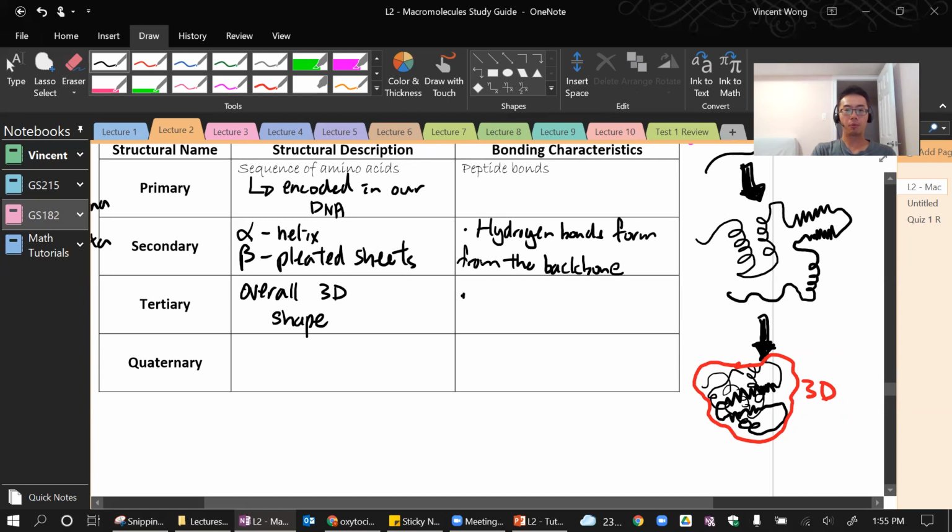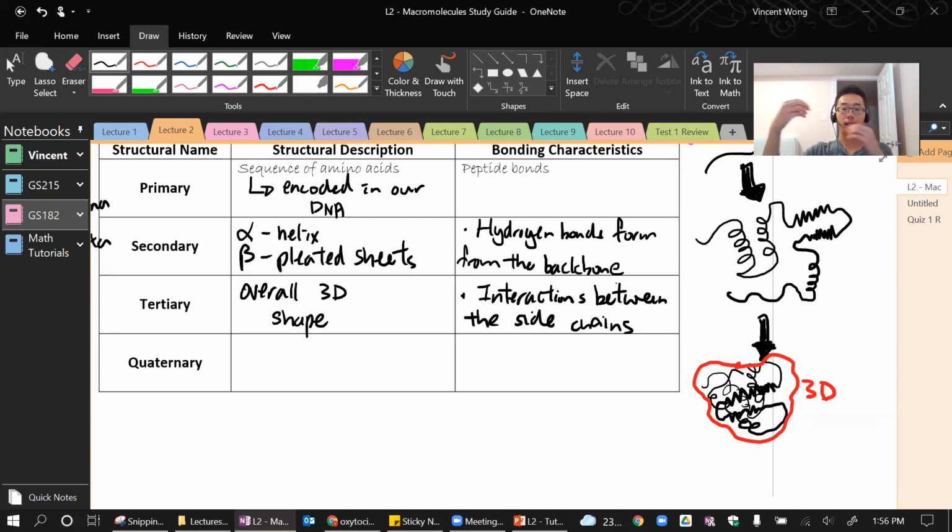So what's holding the 3D shape together? Well, this is going to be interactions between the side chains, right? The R group. That's what the side chains are, right? So if you have a positively charged side chain on one side and a negatively charged side chain on the other side, and they're coming into close proximity, they could form an ionic bridge that will provide support for those two parts of the peptide, and in turn, that's going to reinforce the overall 3D shape.